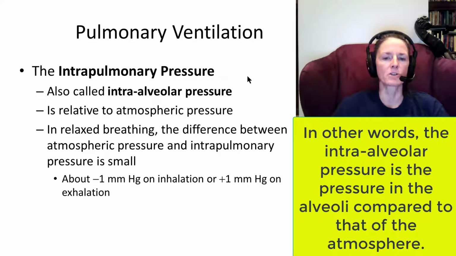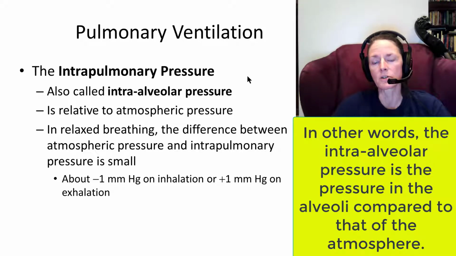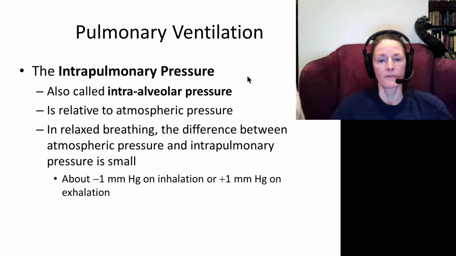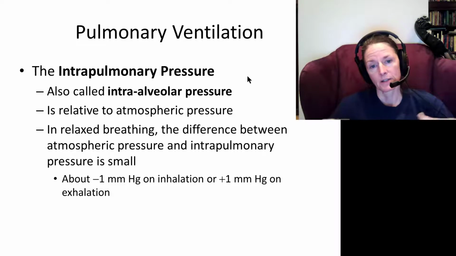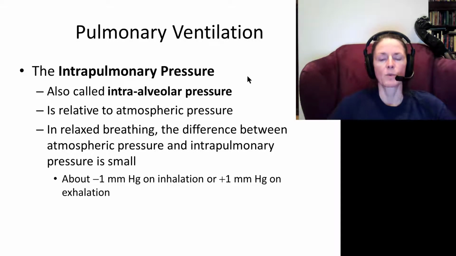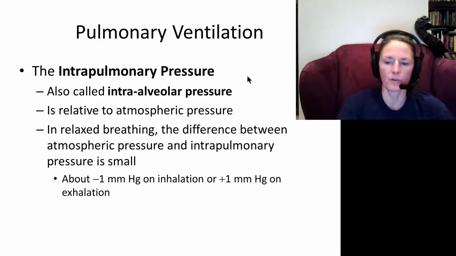So the intrapulmonary pressure is going to range from about -1 millimeter of mercury on inhalation. As the thoracic cavity gets bigger, we're going to have about 759 millimeters of mercury on the inside. And of course, that extra decrease in pressure is going to bring air in. And then when we exhale, it's going to be about +1 millimeter of mercury on exhalation because our thoracic cavity is getting smaller. And now we're going to have a slightly higher pressure on the inside than outside. That's going to force air out.